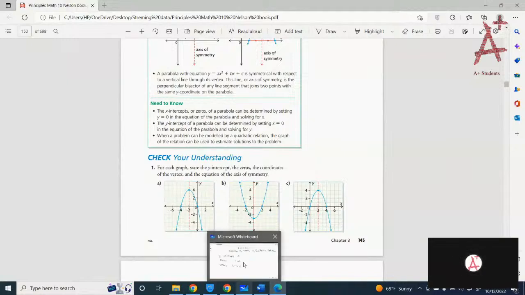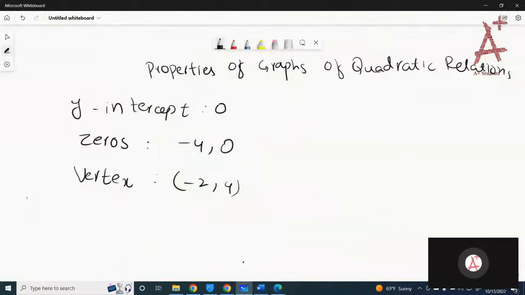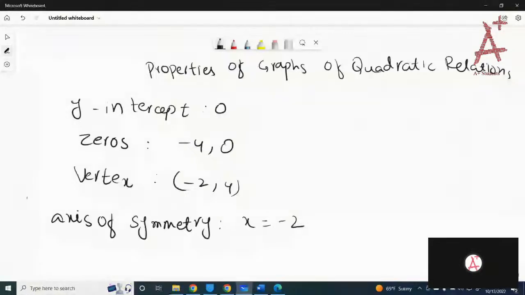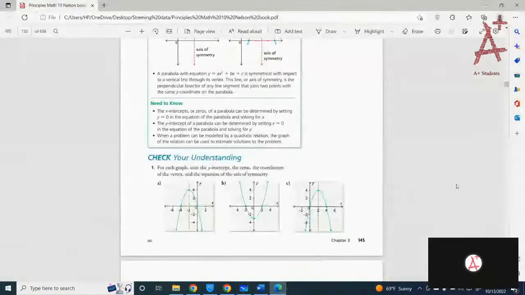So the equation of the axis of symmetry is x equals -2. If you have any question or any confusion, you can write in the live chat box. I can see the live chat box and clear your confusions. Got it? So the axis of symmetry is x equals -2. Okay, let me show you where the definitions are.